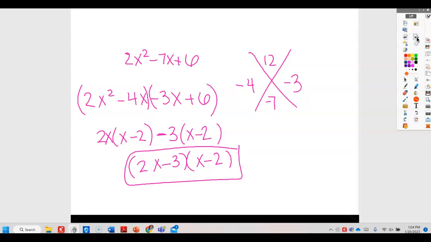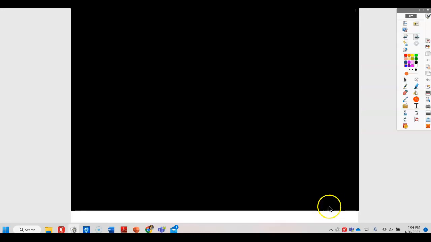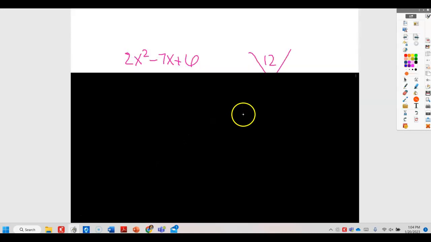Okay. 2x minus 3, x minus 2. And then the last one, I feel like a lot of us were kind of staring at our magic X for a while.